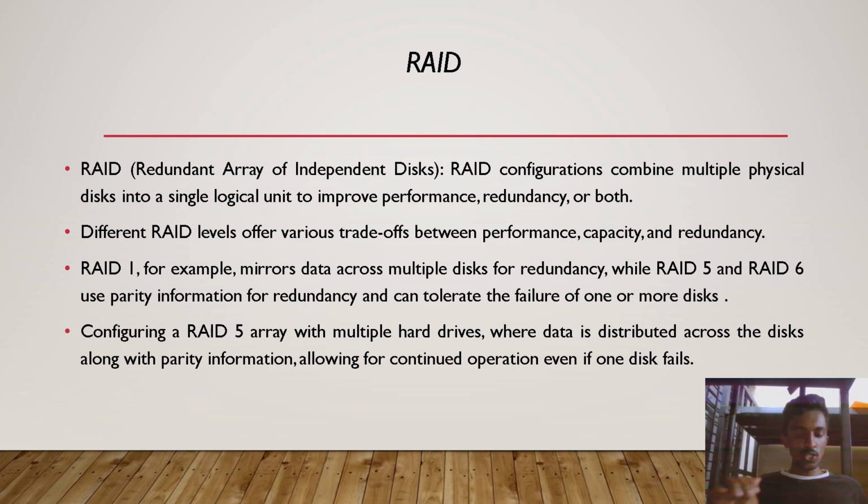For example, it combines several Lego pieces into one castle, and different RAID levels offer different features. For example, we build two identical Lego castles side by side. If one breaks, you still have the other. And how RAID 5 and RAID 6 work is we use special Lego pieces, like parity information, to fix broken parts, so even if a few pieces break, the castle stands strong. So this is what RAID is about.